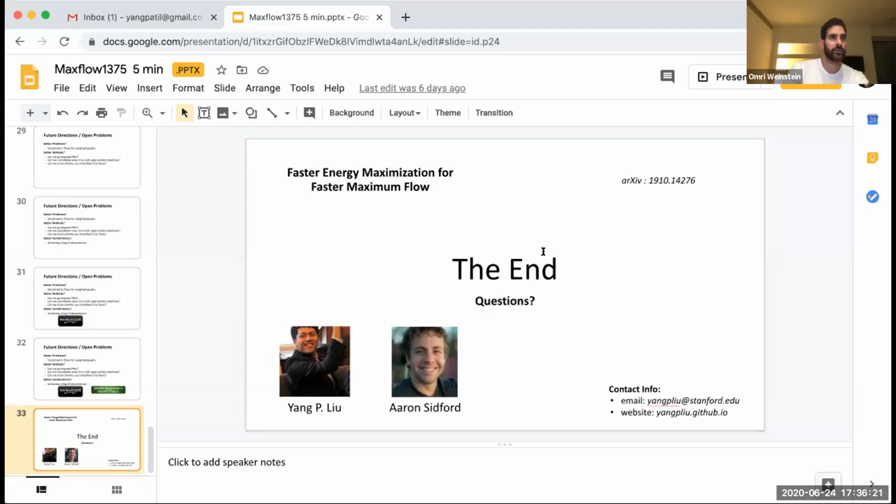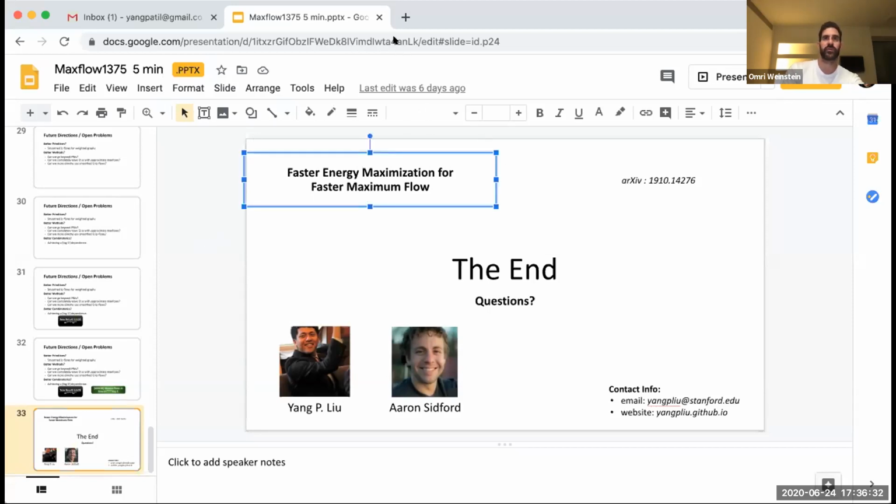Okay, great. Maybe I'll ask one question. Do people generally believe that the final answer should be close to linear in m? Yeah, I think it should be linear in m, but I'm not so sure whether it's going to go through interior point methods or be through some different method. It's unclear.